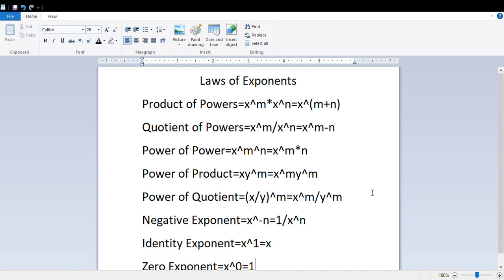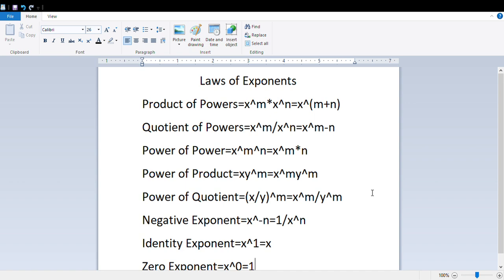And then the last two are the identity exponent rule, which says that when a variable is raised to the power of 1, it equals itself. And then lastly is the zero exponent rule, which basically says that when x is to the power of 0, it equals 1.